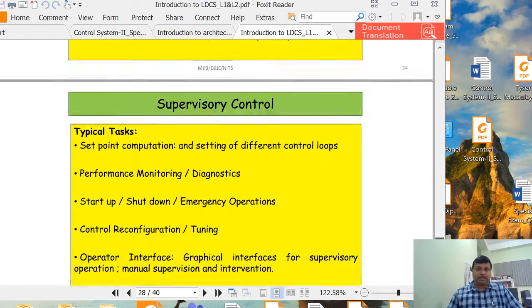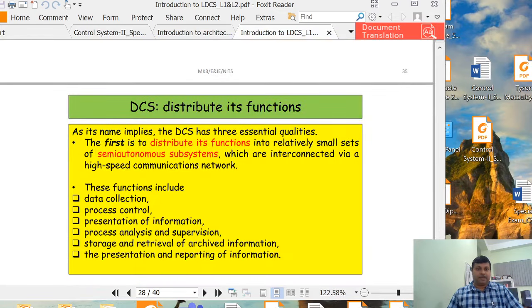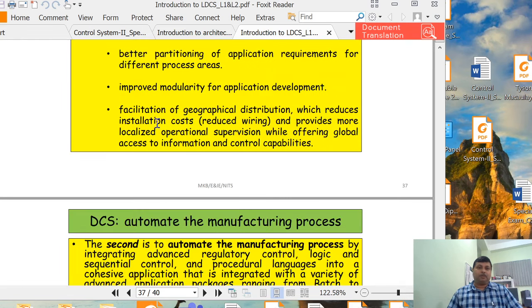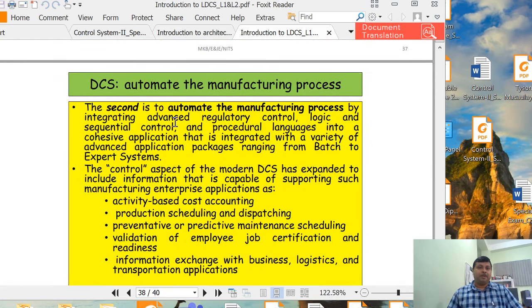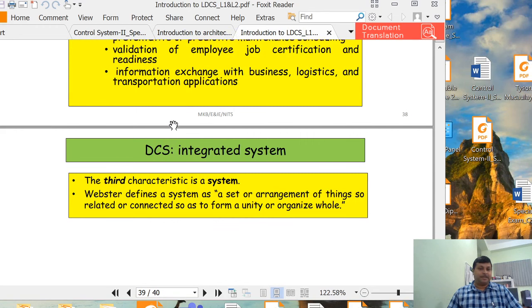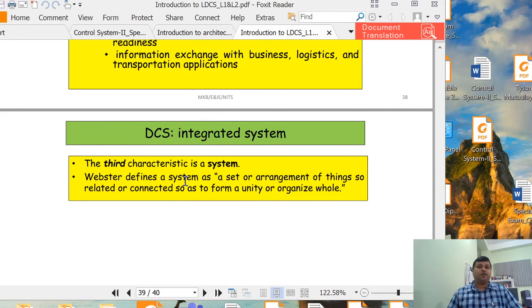And ultimately we discussed the meaning of the name distributed control system, that is, why it is called distributed: its functions are distributed, and why it is called a control system. We also discussed that all the automation through control is included in the DCS, and why it is called a system. System means that it is an integrated system. So these things we have understood.